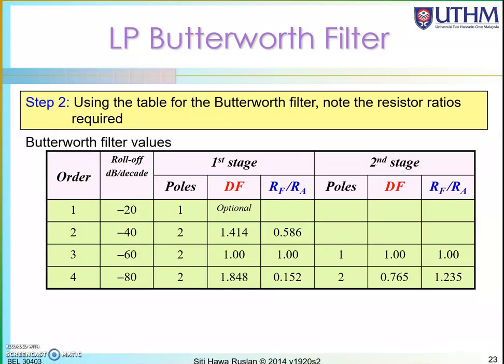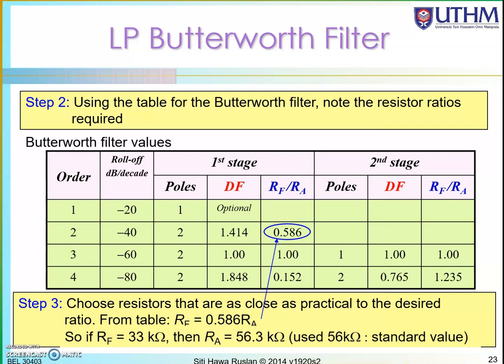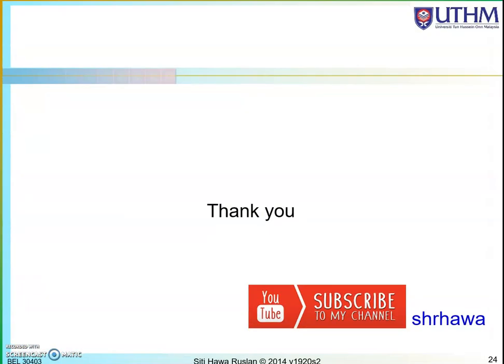Step 2, you have to define RF over RA. It is a second order, so from the table, RF over RA is 0.586, or RF is 0.586 of RA. Set the value of RA. In this example, I choose RF to be 33K, RA is 56.3. So that is how to design a second order low pass filter, which is a Sallen-Key.